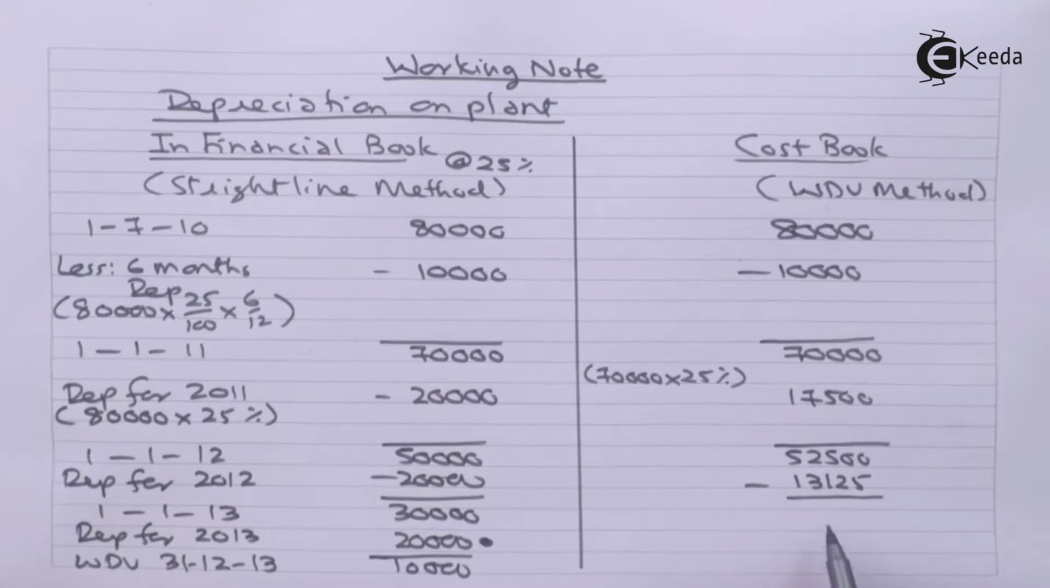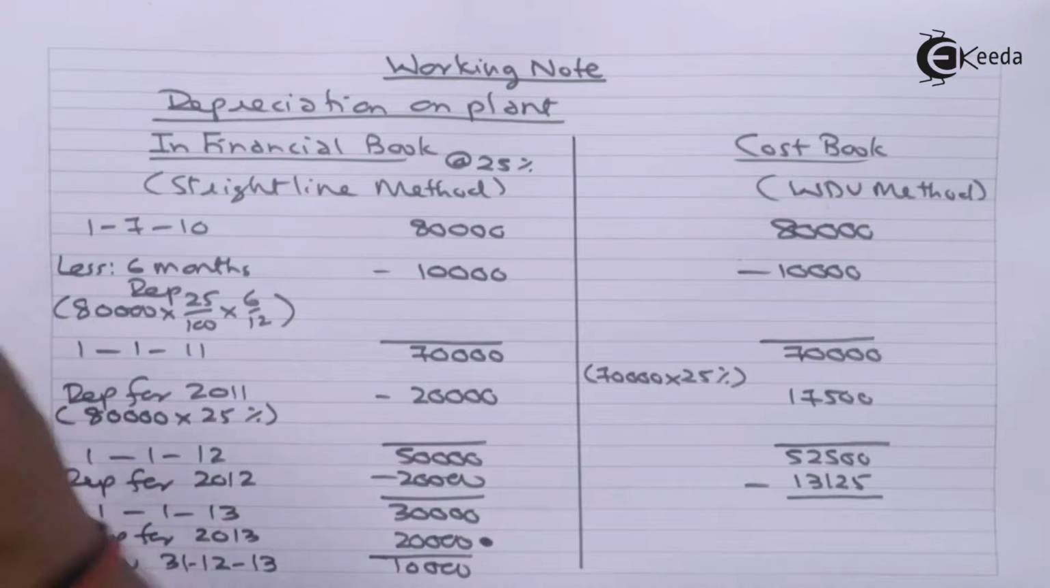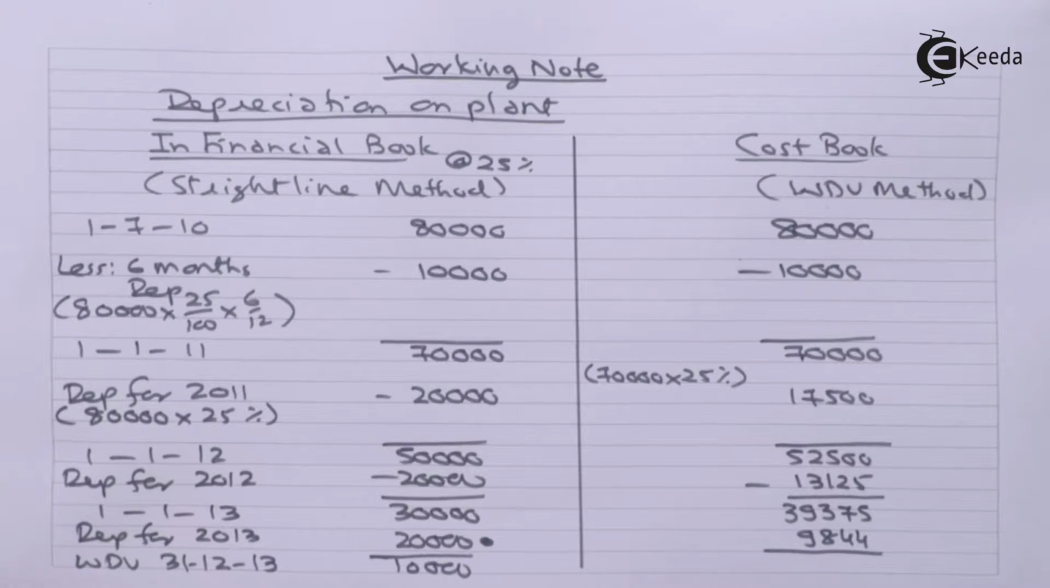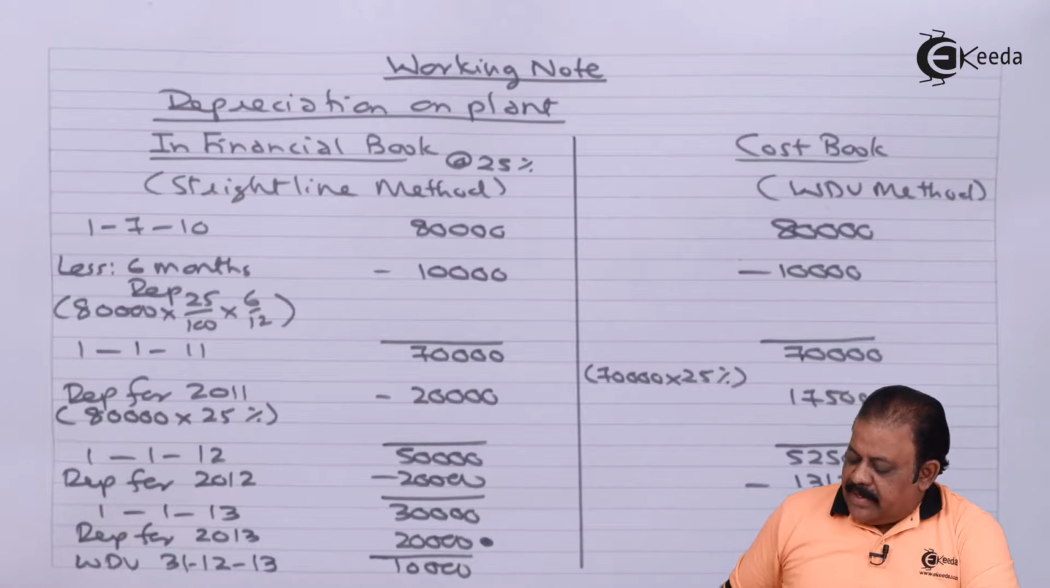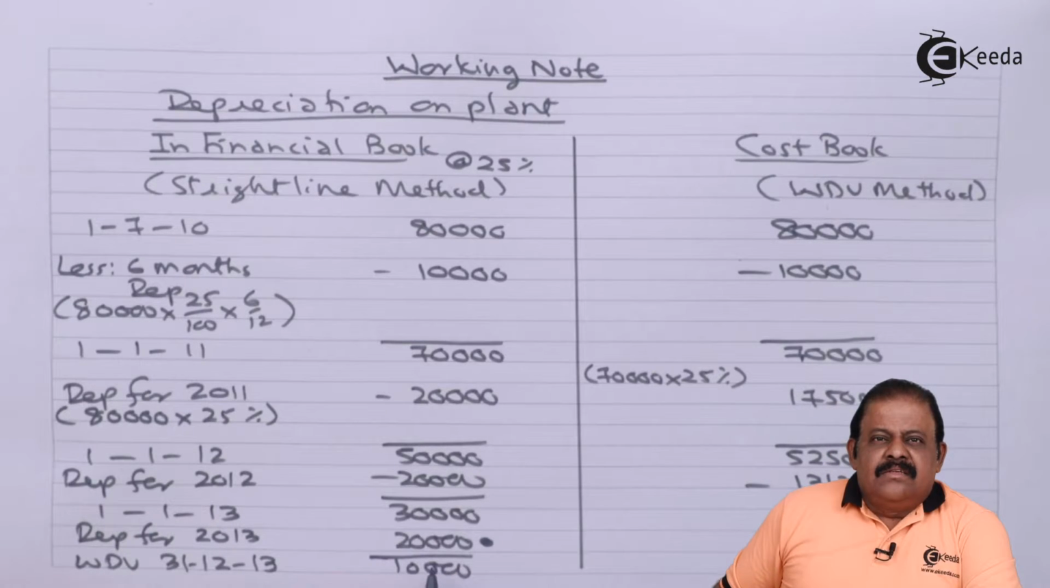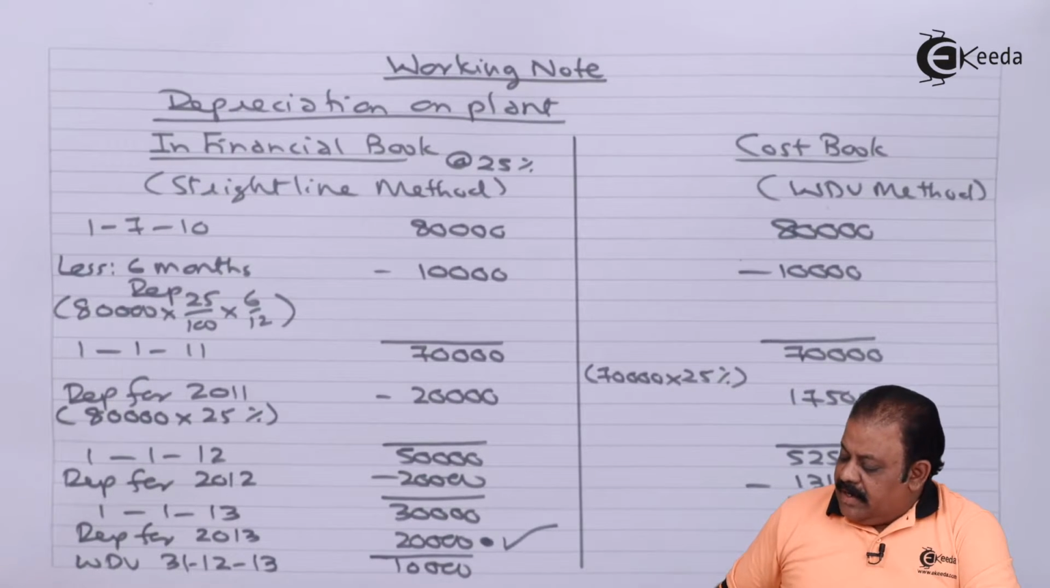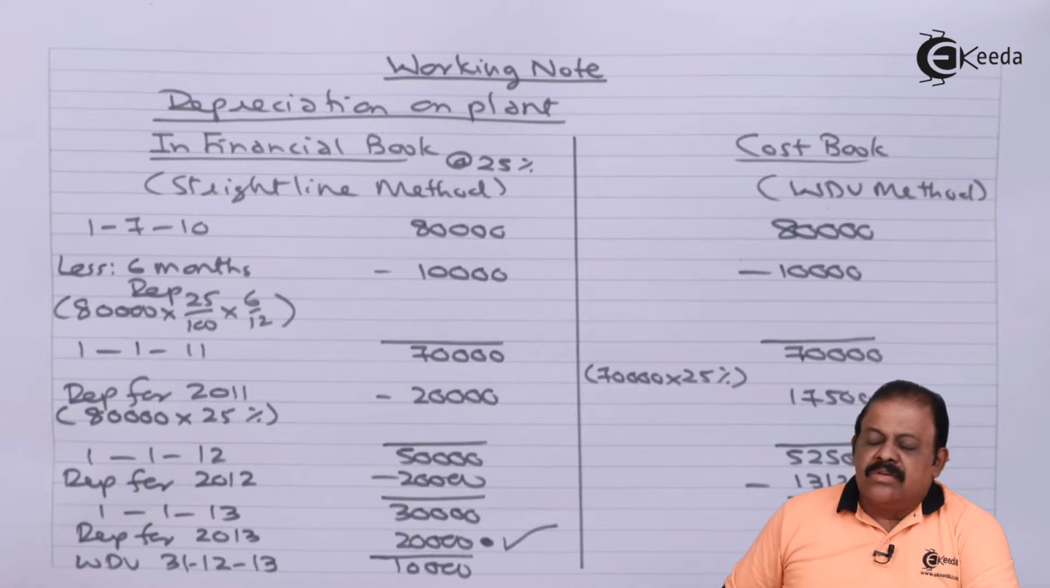Depreciation for 2012, 13,125. For current year 2013, depreciation is 9,844. So we have to compare depreciation as per straight line method. It is 20,000 in financial book and depreciation 9,844 as per cost book.